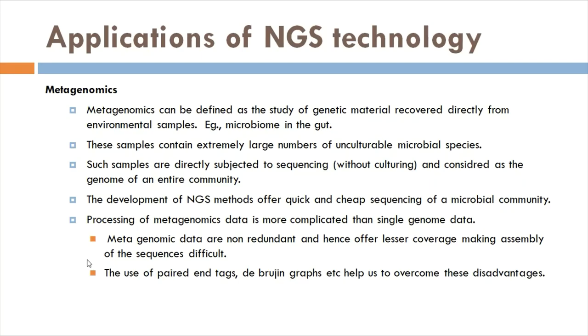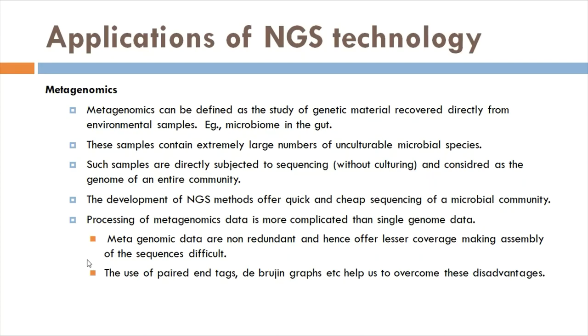So you're not doing any culturing here, so it is uncultured. But the genome sequence that you have is not that of one particular organism, it's the genome of an entire community, right? So with this type of metagenomics processing, the advantage is that the NGS method is very quick, and the sequencing is cheap, and you have the sequence of these kinds of microbial communities. But the disadvantage is that the data is often more complicated, since it's not a single genome.